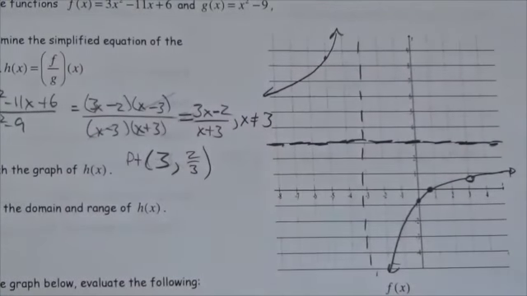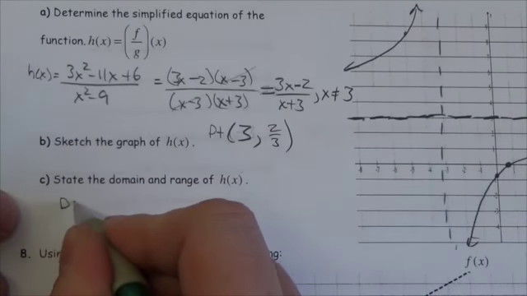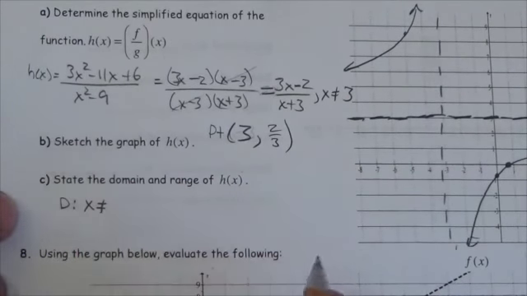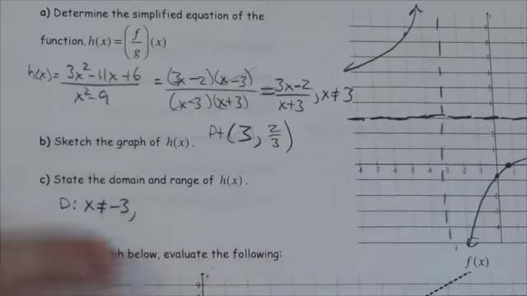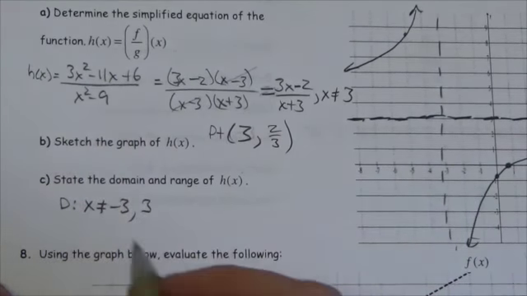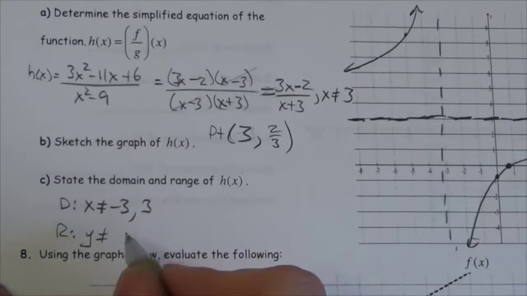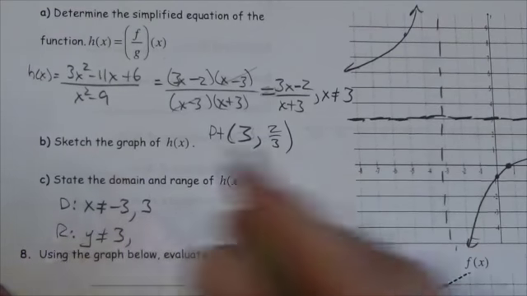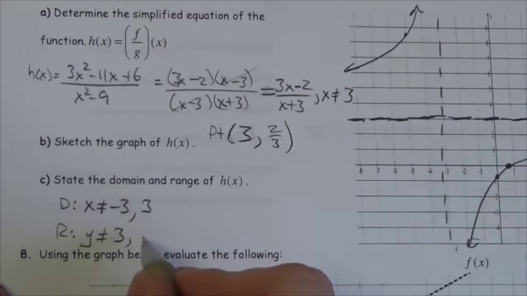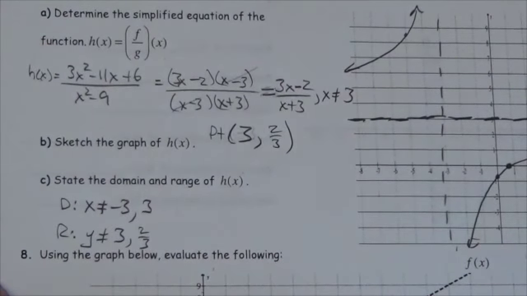But there you go. State the domain and range of h of x here. Well, I know for my domain, I know that x cannot equal -3. That's my vertical asymptote. It also can't equal +3. That's my point discontinuity. My range is going to be such that y can't equal +3. That's my horizontal asymptote. It also can't equal 2/3 because that's the point discontinuity. So there we go. So this is a nice link to material that we did previously in this chapter.